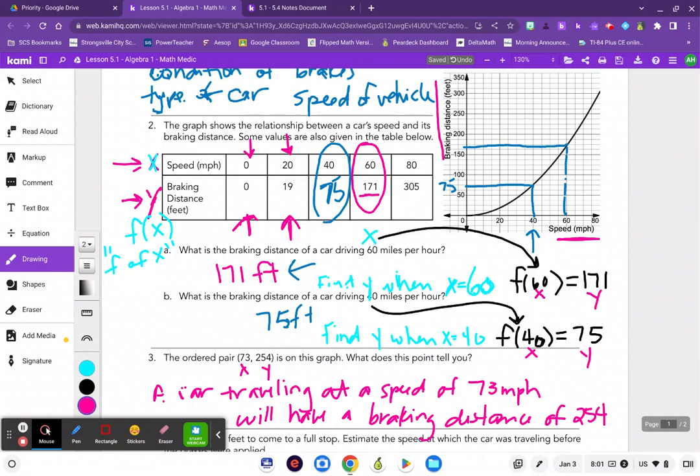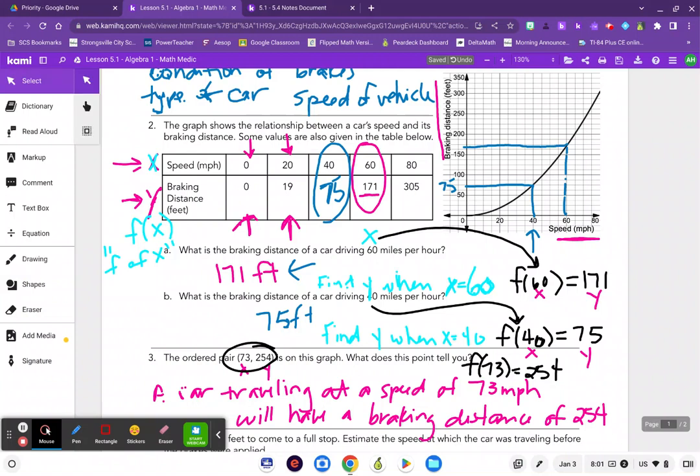And again, I just want to bring back in this function notation. This is a lot of words to say a car traveling at a speed of 73 miles per hour will have a braking distance of 254. And we should be able to interpret what these numbers mean. So I'm actually happy with these words. We need to know what the numbers represent in the context of the problem. Mathematically speaking, notation-wise, we can say f of 73 is equal to 254. And that would be the same or similar to writing this ordered pair. And so this is this new notation that we're going to be talking about over the rest of the semester.